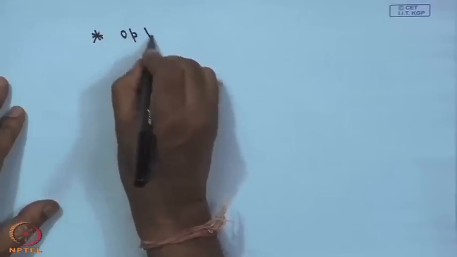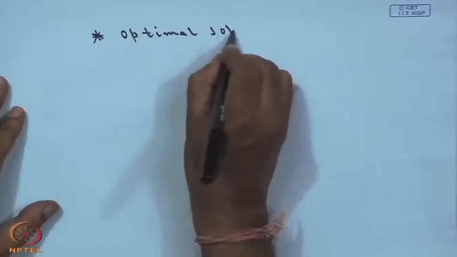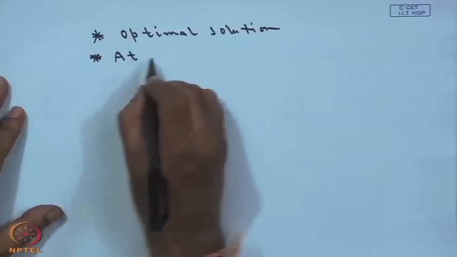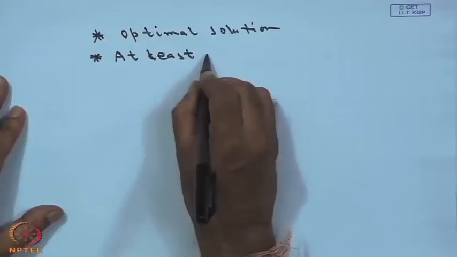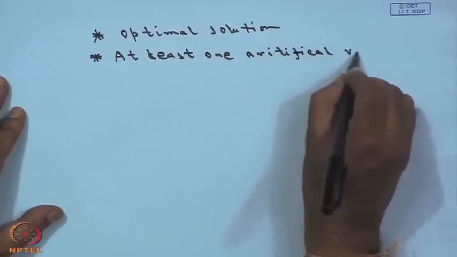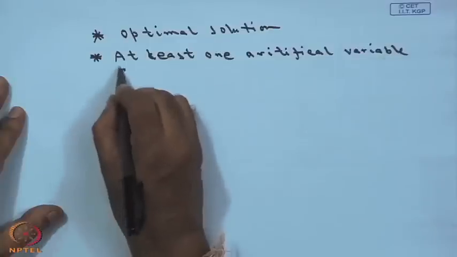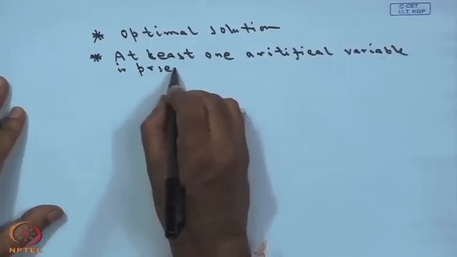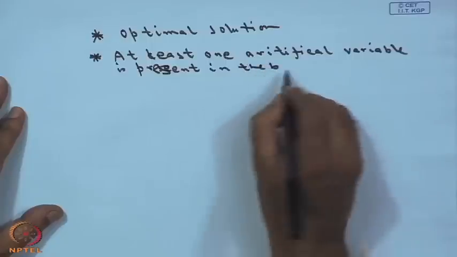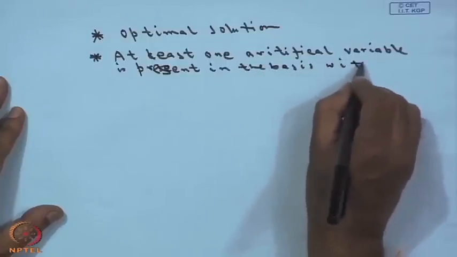Now, whenever you are trying to find the optimal solution, number 1, you will obtain the optimal solution. The other situation may become something like this. Again I am writing that at least one artificial variable is present in the basis with 0 value. Please note this one.